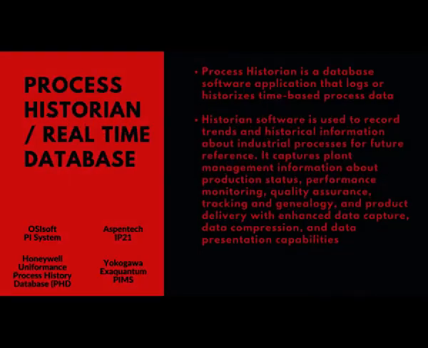A process historian is a system that sits on top of the DCS and helps the process parameters get disseminated to different stakeholders. It is a database software application that logs or historizes time-based process data. Historian software is used to record trends and historical information about industrial processes for future reference. It captures plant management information about production status, performance monitoring, quality assurance, tracking, and genealogy and product delivery, with enhanced data capture, data compression, and data presentation capabilities.